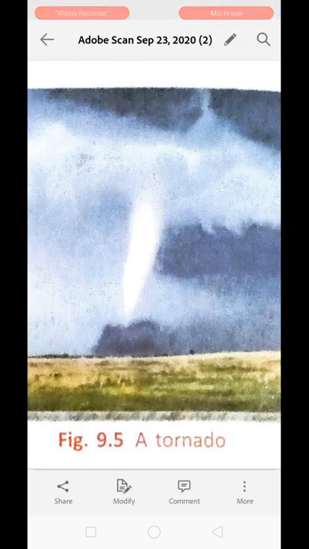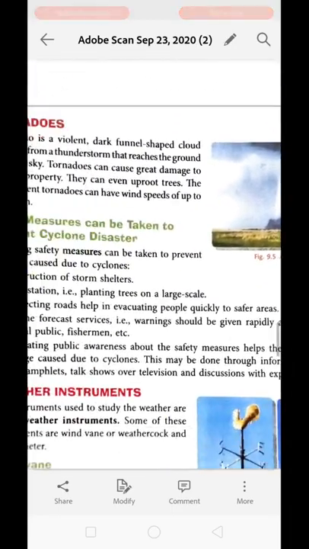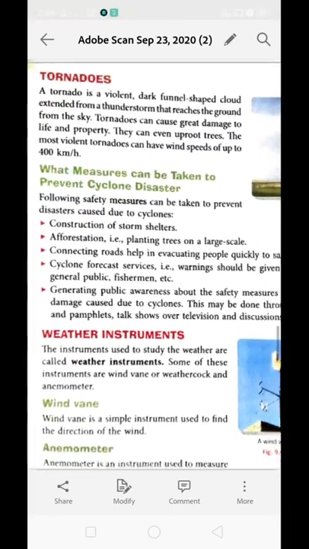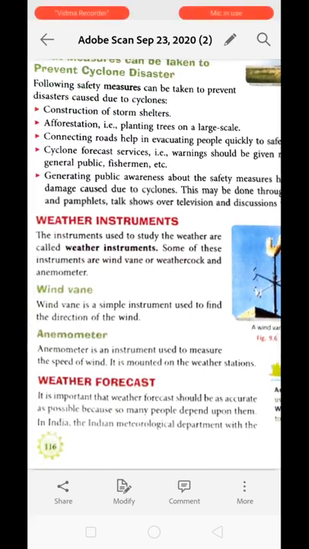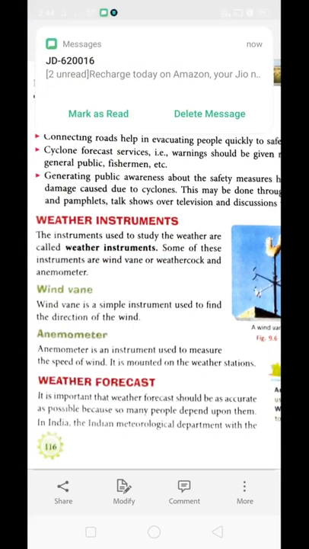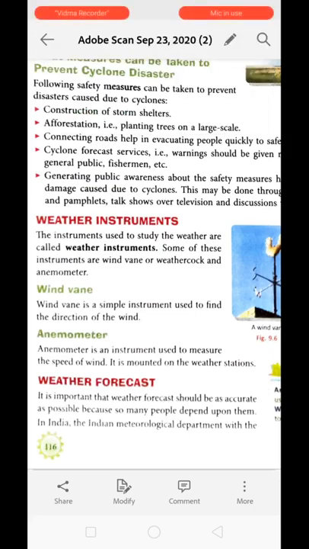What are the measures that we should take to avoid tornado disaster? First, we need to construct a storm shelter where the people can go and take shelter. Next is afforestation, that is planting of trees on a large scale.